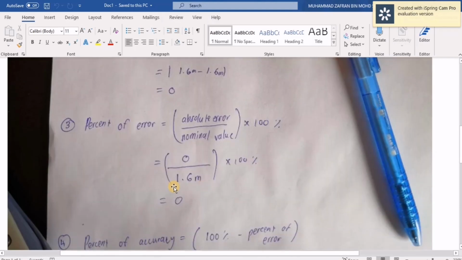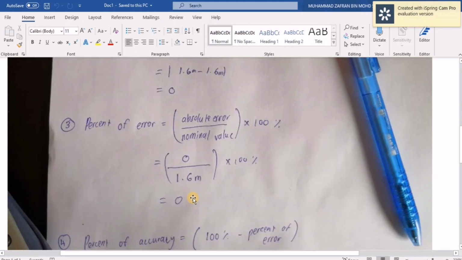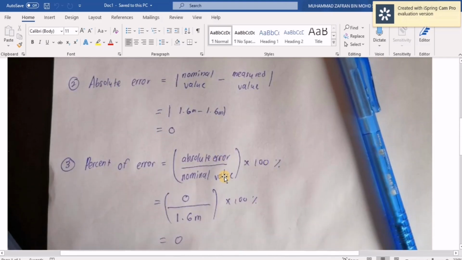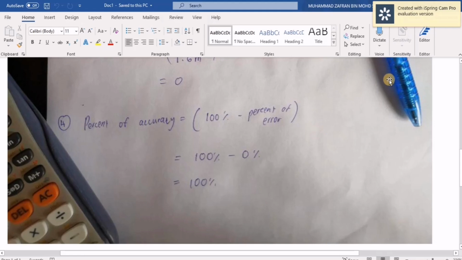So how to get the percent of error, which is the absolute error, we divide by the nominal value and multiply by 100%. The absolute error is 0, and the nominal value is 1.6 milliwatt. So we multiply with 100% and we get 0. For the percent of accuracy, which is 100 minus the percent of error, the percent of error we get is 0. 100% minus 0, we get 100%.